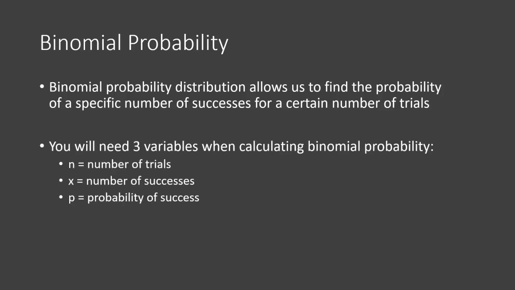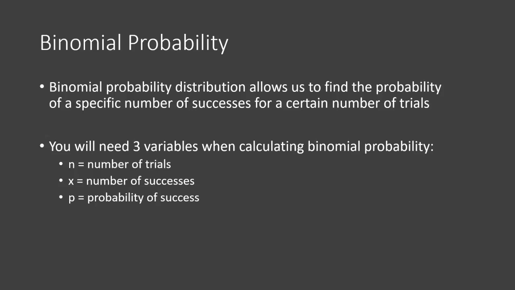So you'll need 3 variables when calculating your binomial probability. You'll need your number of trials. That's your N, your sample size. Your X is your number of successes. So how many sales are you actually closing? And then your P is your probability of a success. So what's the probability that you would make a sale?